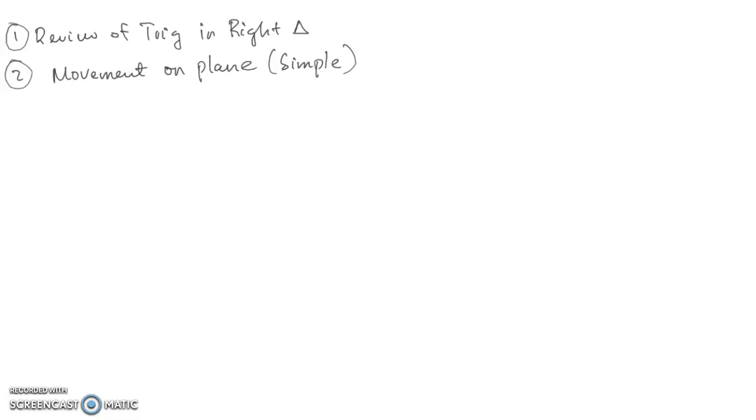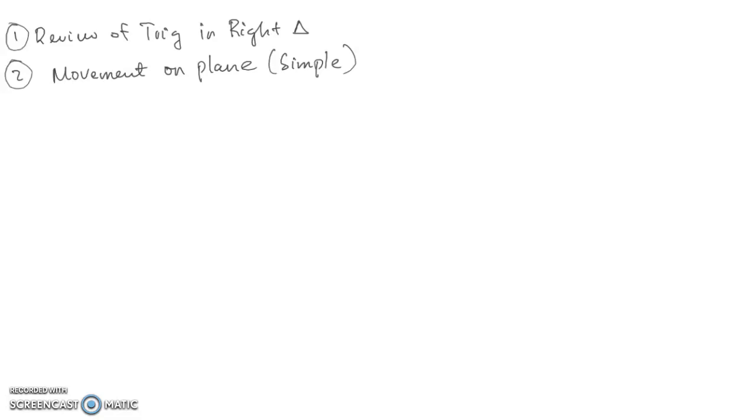Hello everyone. I'm going to give a very brief review on the physics portion for your exam. Today we're going to cover two items. One is a review of trigonometry in a right triangle, and the other is examining movement on a plane, in this case a very simple one, on a surface.